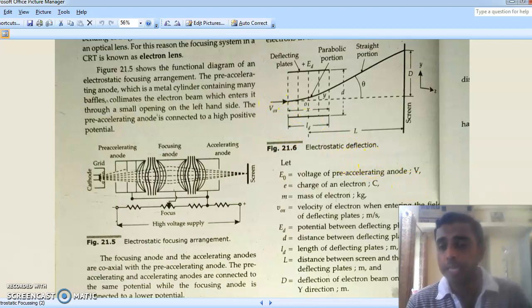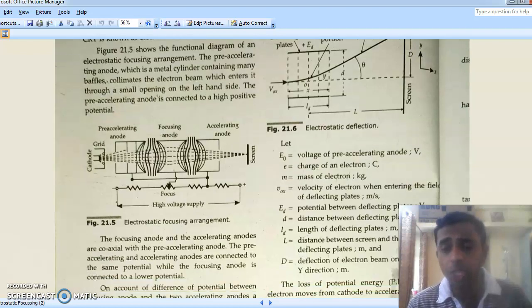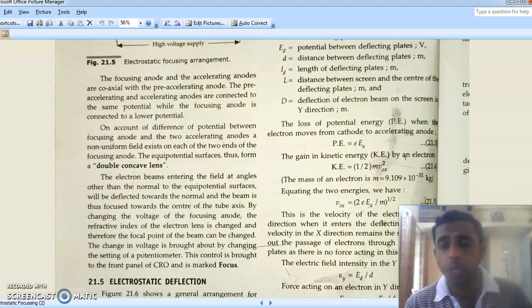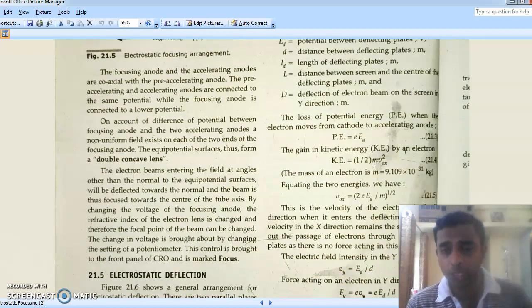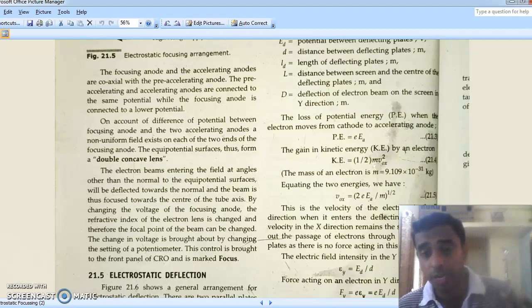Now, let us go into the derivation. So, when an electron enters, it will lose its potential energy. Why does it lose potential energy? See, what is potential energy? Potential energy is nothing but the work done to bring a charge from infinity to that point.